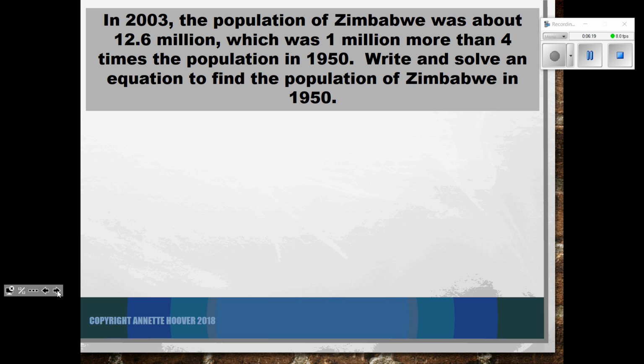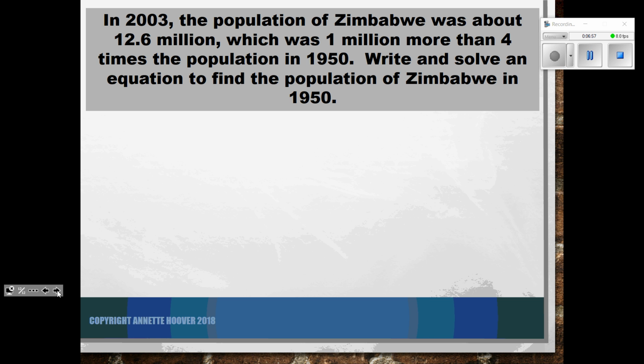Okay, let's give you another example. In 2003, the population of Zimbabwe was about 12.6 million, which was 1 million more than 4 times the population in 1950. Write an equation to find the population of Zimbabwe in 1950. Okay, so let's think about writing an equation for this. If you want to pause the video so that you can try one, then we'll do it here.